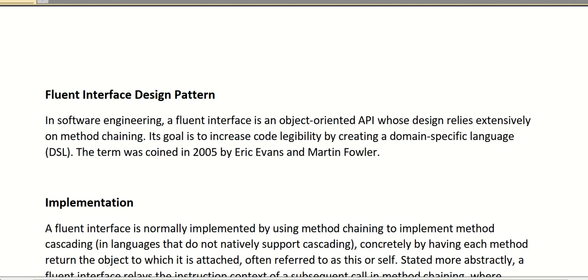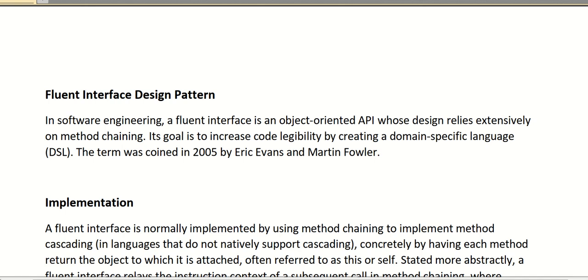In today's session, I'm going to explain one more creational design pattern called Fluent interface. Okay, so let's start with it. What is it? In software engineering, a Fluent interface is an object-oriented API whose design relies extensively on method chaining. Its goal is to increase code legibility by creating a domain-specific language. The term was coined in 2005 by Eric Evans and Martin Fowler.